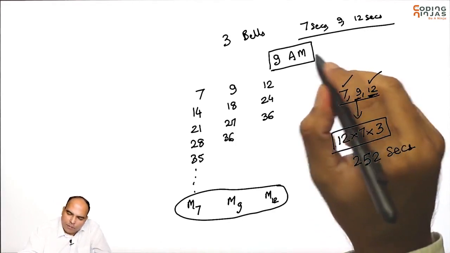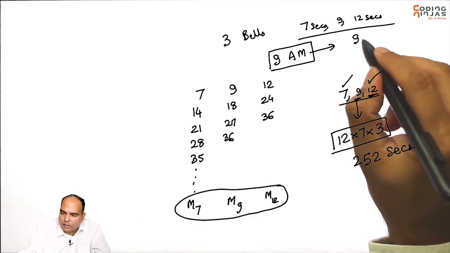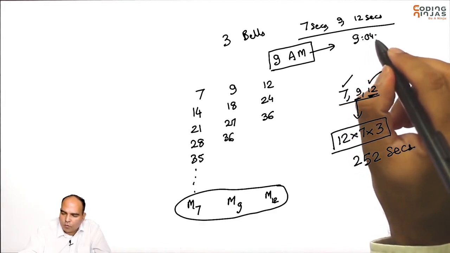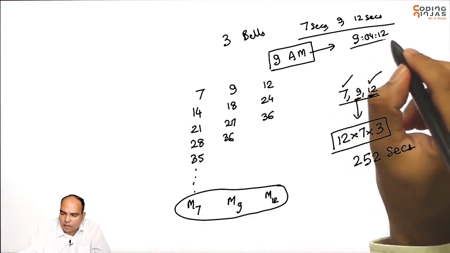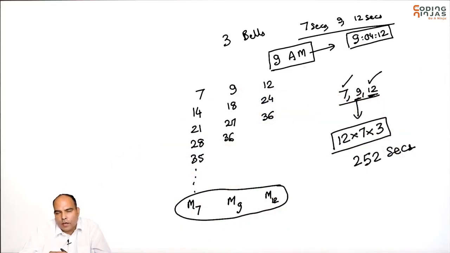So if they rang at 9 am for the first time, the next time they are ringing together again is 4 minutes 12 seconds after 9 am. So 9:04:12 is when they are going to ring together again for the first time.